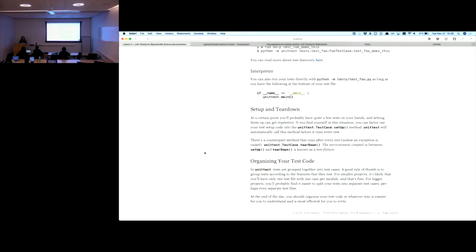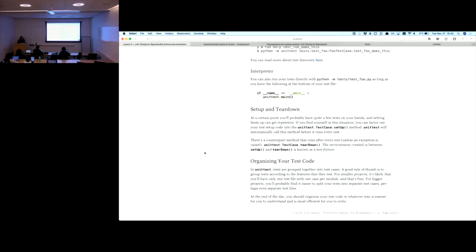So for a little bit of lingo, the environment that's created in between setup and teardown is what's called a test fixture. PyTest's version of fixtures is very different. Because PyTest tests are not organized into classes, fixtures have to be defined elsewhere and attached onto your PyTest tests by what are called decorators. It's all complicated. In unit tests, because we're organizing all of our test methods onto a class, we can define the fixture at the top of that class.